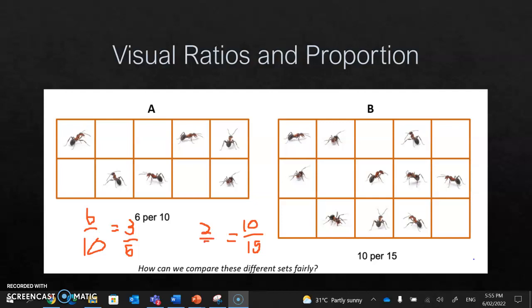So if we put these areas over the same unit, 3/5 of set A is covered in ants, where only 2/5 of set B is covered in ants. Okay, so therefore, set A has more ants than set B. I hope this makes sense. It is a bit of an abstract concept, but it does rely on things that we have done in the past. Okay.